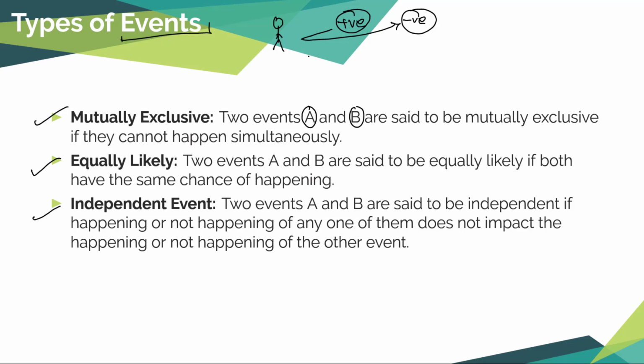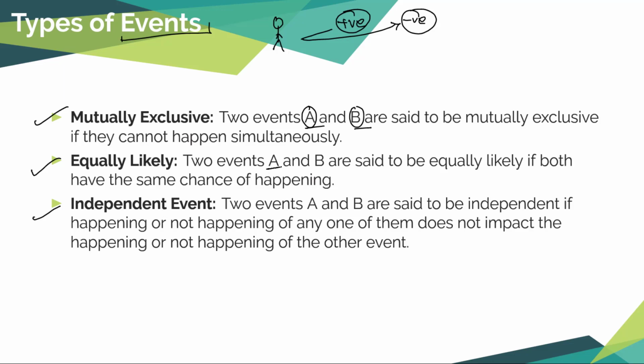There are 2 possible outcomes and only one can occur. We cannot get both the outcomes simultaneously. In such a case, those events are called mutually exclusive, right? So 2 events A and B are said to be mutually exclusive if they cannot happen simultaneously, right? So the next type of event is equally likely, right?